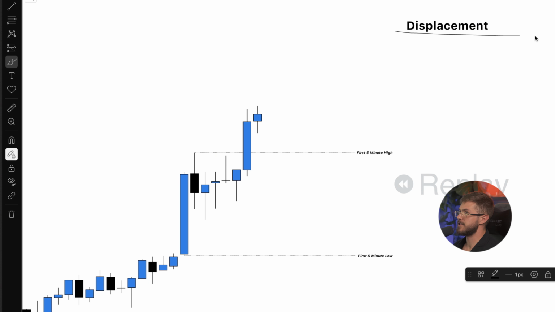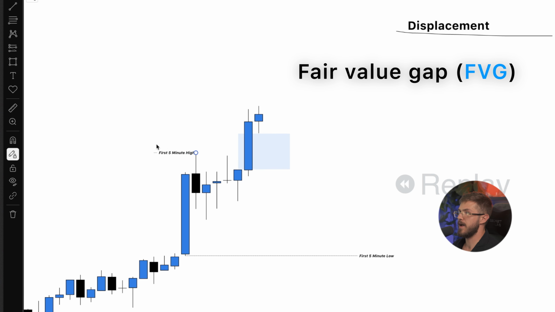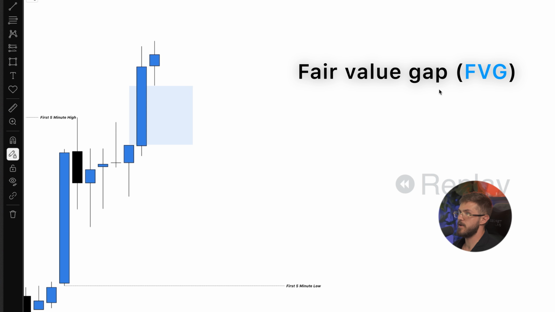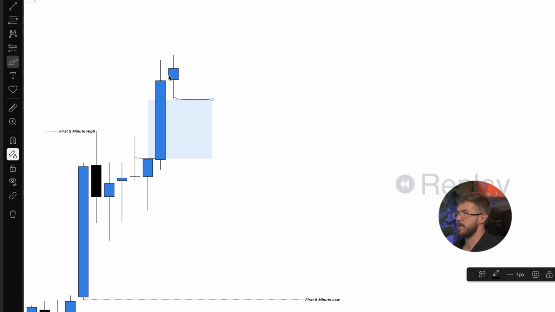So what is displacement? Well, displacement is just an energetic move in the market that shows us that the larger market participants or the big dogs in the market are in control. Now, the way that we're going to view a displacement is by a fair value gap. All a fair value gap is whenever we have a very energetic candle and you see how there is a gap between the candle before its wick. There's not a big wick on this candle, but there's a gap right there to this wick. This shows that the market expanded rapidly.